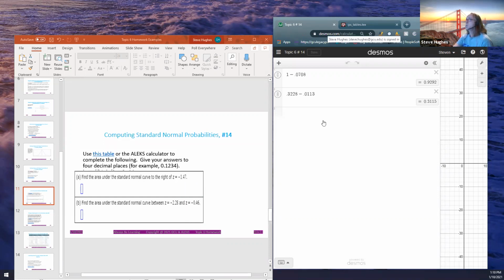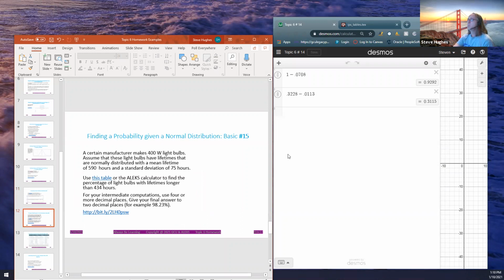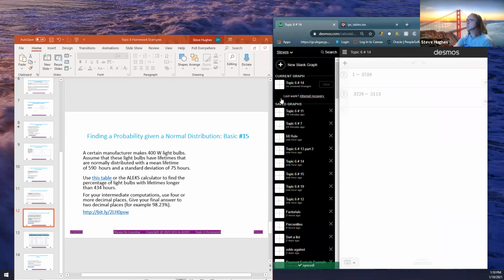All right, let's clear this out and keep going. All right, number 15. Let's pull this up in our calculator in Desmos.